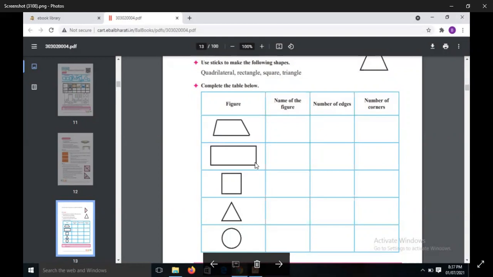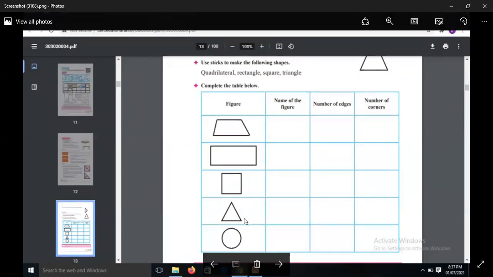The next picture is of a rectangle. So the name of the figure will be rectangle, number of edges is 4 and number of corners also 4. The next figure is again a square. So the name of the figure is square, number of edges is again 4 and number of corners is also 4. The next figure is a triangle. So the name of the figure is triangle, number of edges is 3. As you see, there are 3 sides of the triangle, that is the edges, and number of corners is also 3. Now the next is circle.